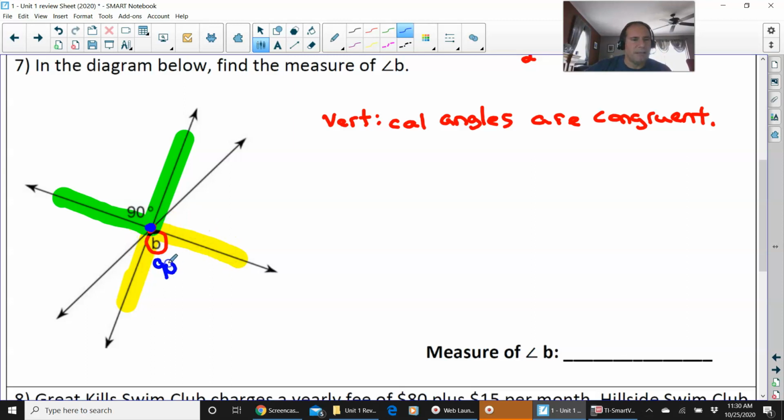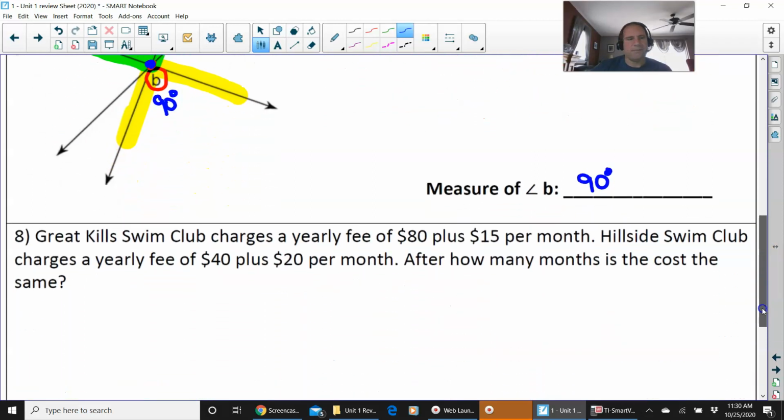If you said angle B is 90 degrees, and you're going to put that on the line, you are correct. Let's move on to the next problem.